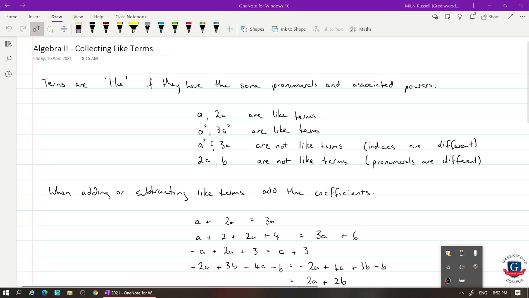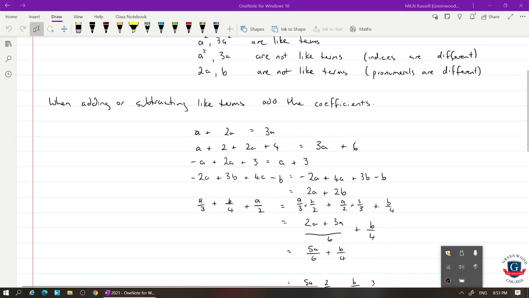This A squared, this A has a power of 2, this A only has a power of 1. Because the indices are different, they are not like terms. We don't have to worry about the number in front, we just have to worry about the fact that the index is different. And similarly in this case, we've got 2A and B. A and B are different pronumerals, therefore they cannot be like terms. They must have the same base, the A's, and the same powers, the 2's, or in this case the 1's, to be like terms.